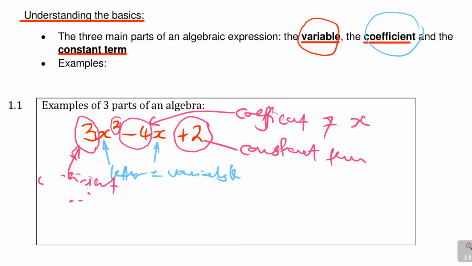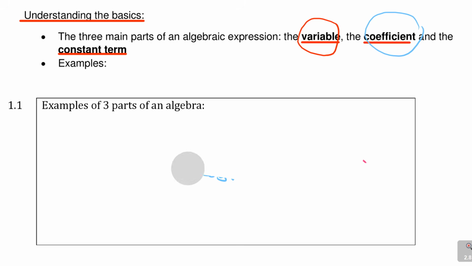Now, just to quickly recap, I can give you another example: negative 4a to the power of 3, plus 5. From here, which one is your variable? Let me not use x here, let me use a different letter: a cubed, 4a cubed. In this case, a is the variable. Variable meaning it changes value, it can take any value. a can be 5, can be 2, can be any value. So the letter is the variable.